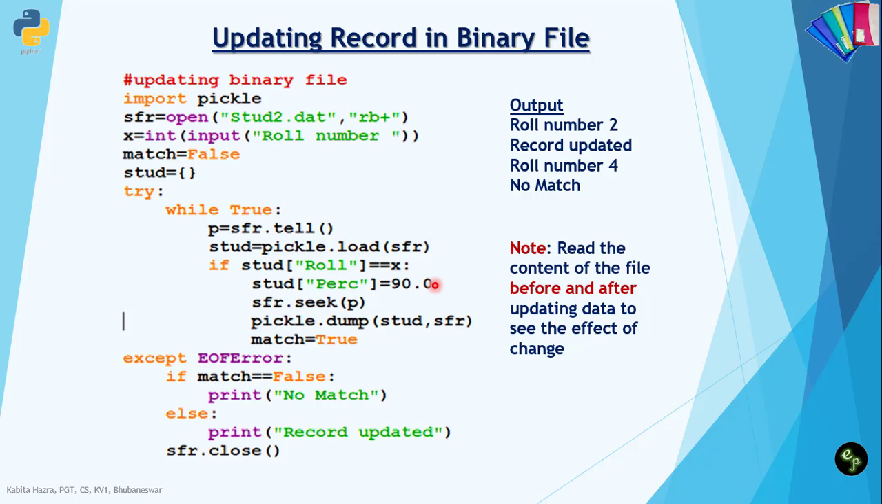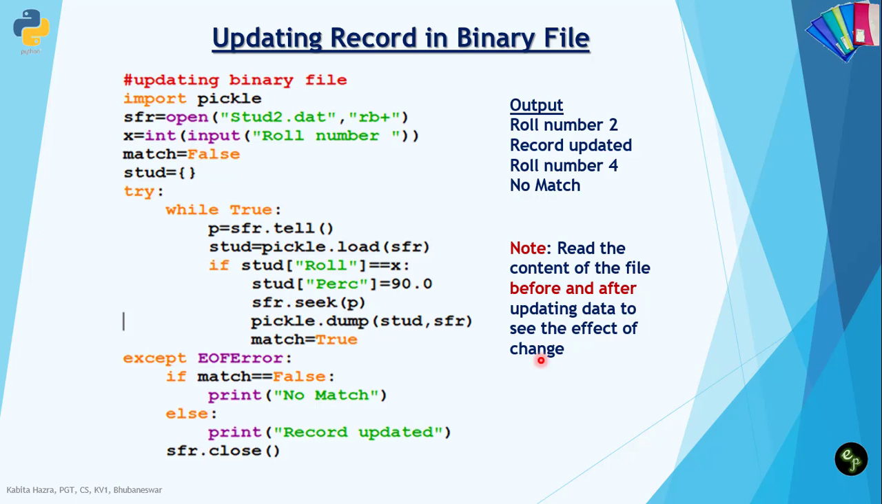So we will check the content and then we will update it. Since it has moved to the end of the record, initially it was at the beginning of the record, we will go back to the beginning of the record. We will dump it or write it and set the match value to true. When end of file error occurs, that means when it reaches the end of the file, we will check the value of match. If it is still false, that means no matching record was found, so we will display no match. If it is not false, that means it is true, some modification has occurred so that its value has been reset, we will display record updated and close the file.